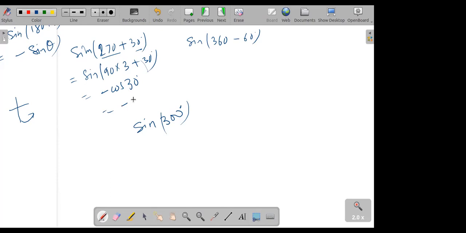And this one is the same, but you see there is 360. 360 means 90 times 4, so it will not change. It will remain the same. And again, this comes in the third quadrant, so in the third quadrant, this will be negative.